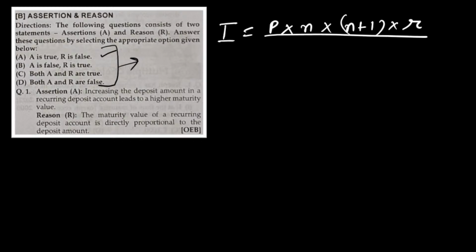Increasing the deposit amount in a recurring deposit account leads to a higher maturity value. So what does it mean? See, we have done two formulas. First one is a formula of interest. So interest is equals to P into n plus 1 into R by 2 into 12 into 100. This is the first formula of interest. Then maturity value.